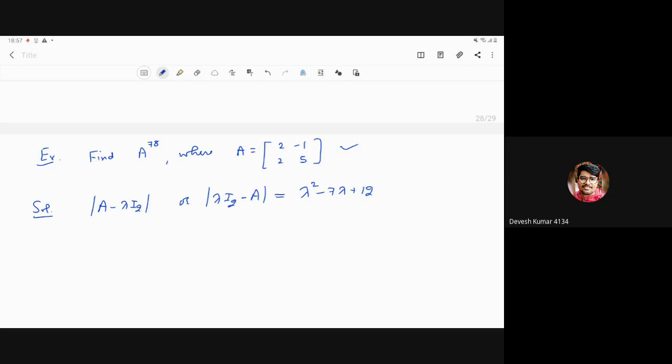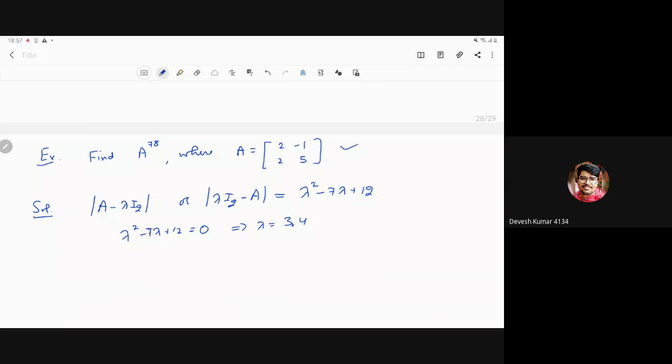You have found the characteristic polynomial. So what is the characteristic equation and eigenvalues of A? What are the eigenvalues of A? 3 and 4. Eigenvalues of A are 3 and 4. Okay.